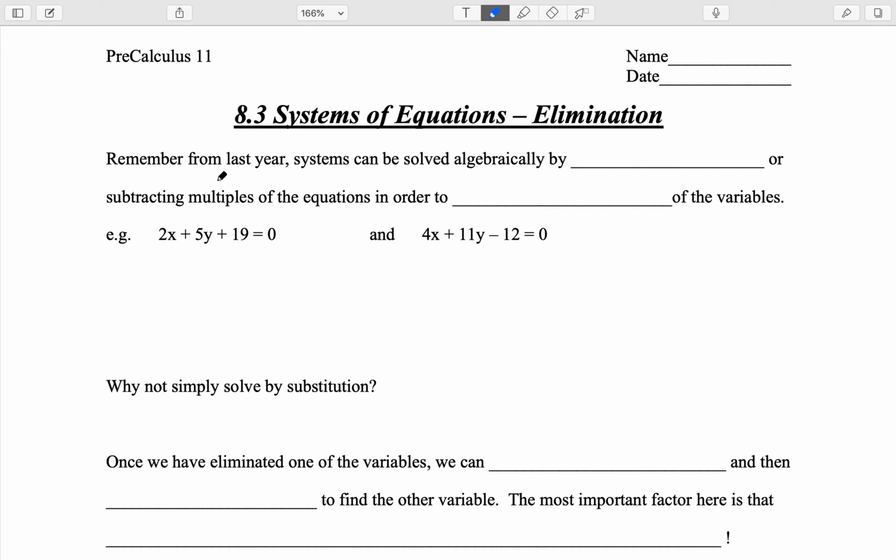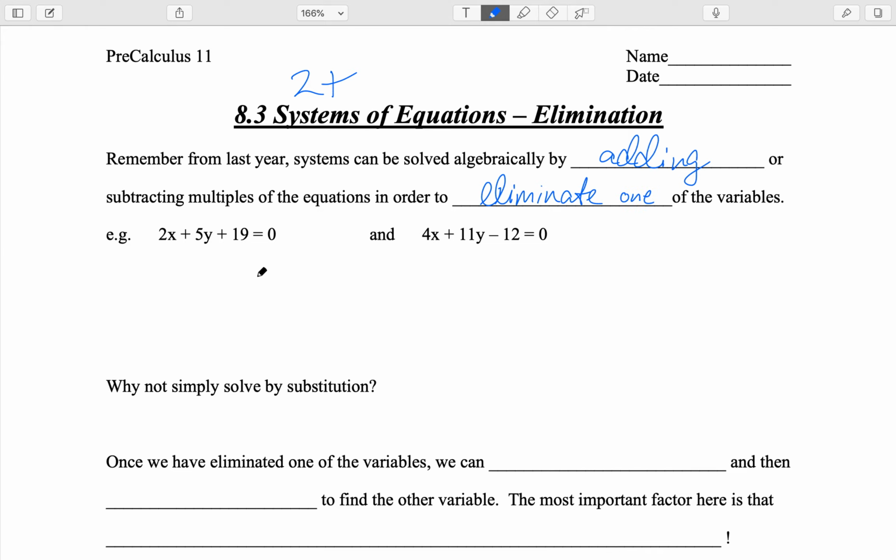So, solving a system of equations. Remember, a system means two or more equations, and these can be solved algebraically. First, we did substitution. The other method is elimination. We're going to be adding or subtracting multiples of the equations in order to eliminate one of the variables. One of them is going to disappear, and the other one will stick around.